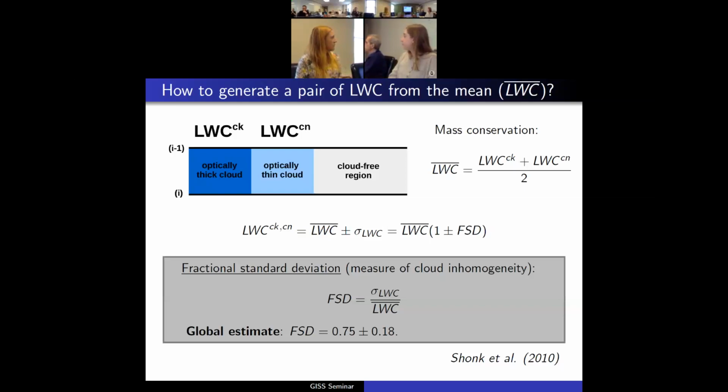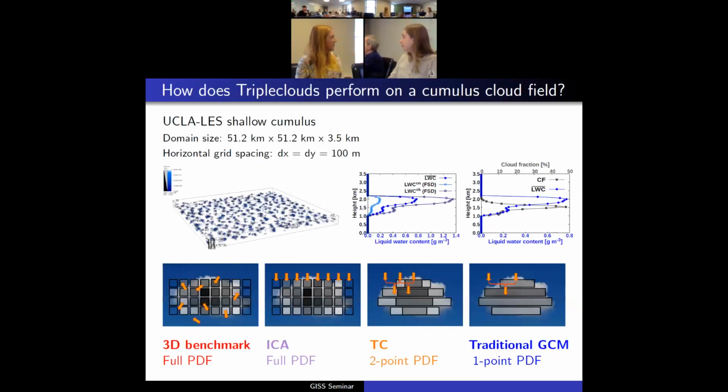And then in my basic experiment, I simply use this mean value as a starting point in this equation to generate a pair of liquid water content values in each vertical layer containing cloud. This is what I could use as input for Tripleclouds. So then I could finally test the scheme on such a shallow cumulus cloud field case study. And I was always evaluating it against the 3D benchmark computation on the highly resolved LES cloud field. That's the best that we have, right?